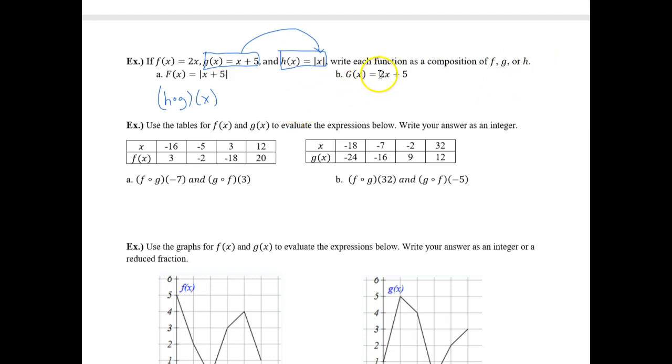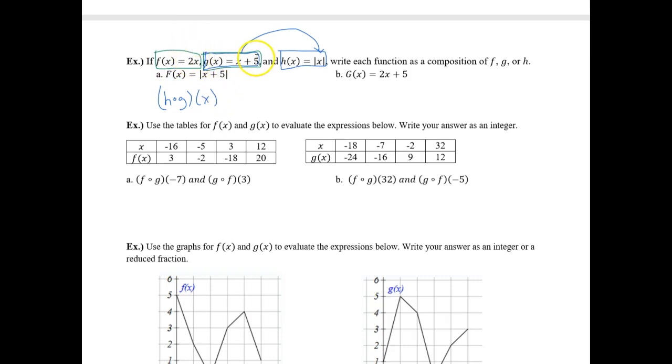So I see a 2 times x, so that means that I'm using f, and I see a plus 5, so I'm using g again. But again, the question is which one is going into which? Does f go into g or g go into f? What do you guys think?